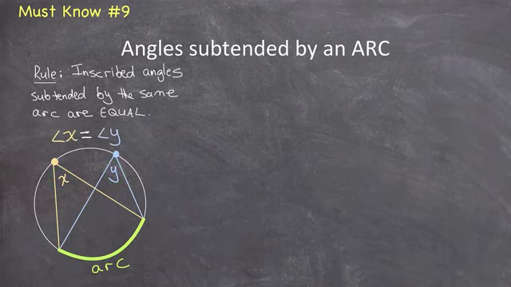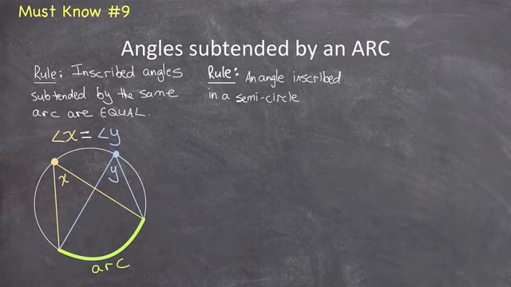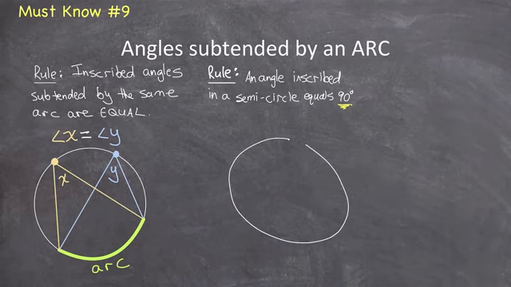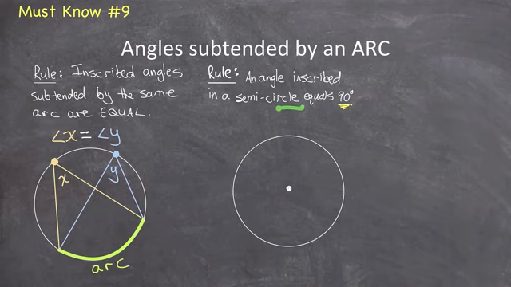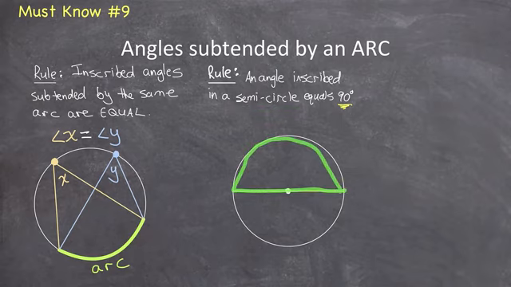There's another interesting circle theorem that's very related to this one that says that an angle inscribed in a semicircle actually equals 90 degrees. Let me show you what that looks like. So once again, I'll draw a circle. And since this theorem is about a semicircle, let me draw a diameter line through the middle of the circle to cut it in half. Inscribing any angle inside of this semicircle is going to make the angle equal to 90 degrees.